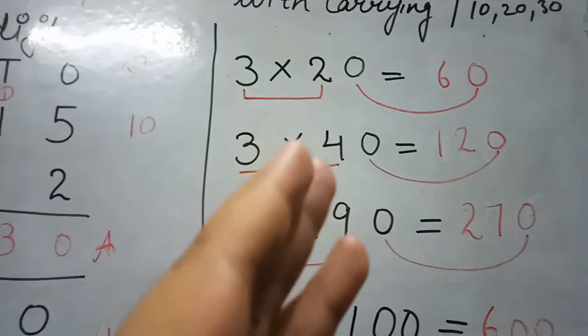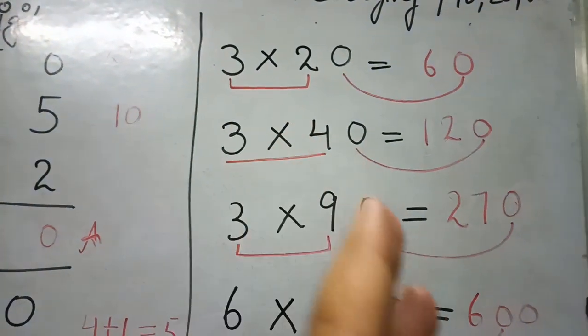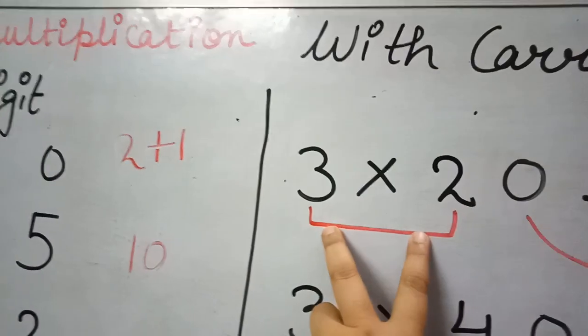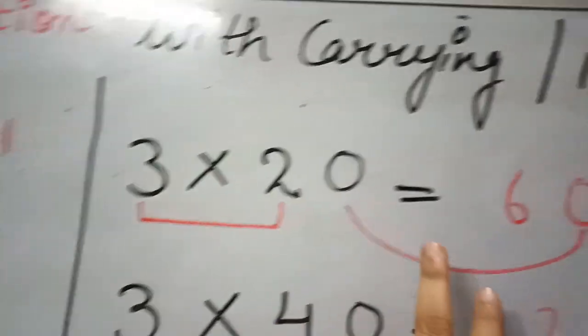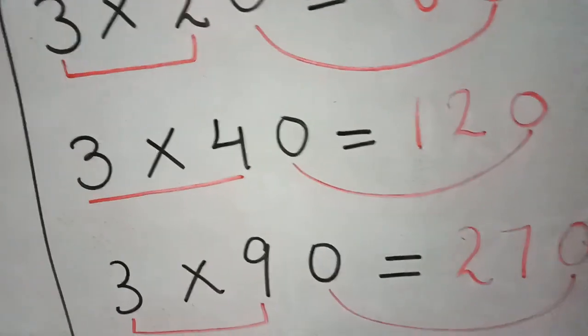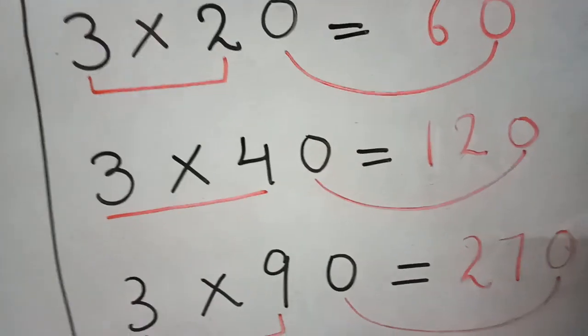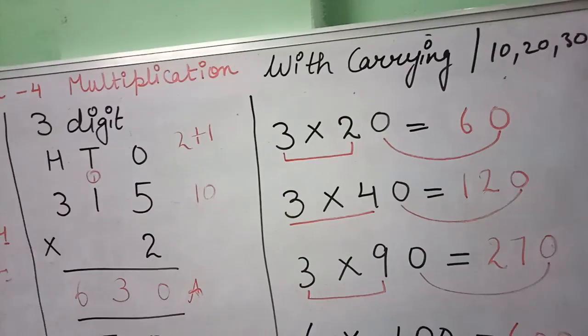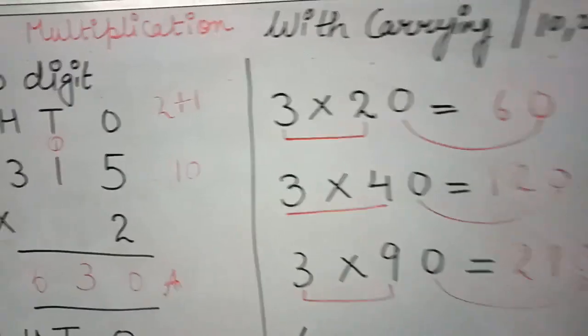2 multiply 20, 3 multiply 20 equals 60. How did we do this? Firstly, we just have to multiply these two, right? 3 2s are 6. 6 will be here and 0 will go there. Very easy, right? So this is our video for today, multiplication with carry ones. Thank you, students.